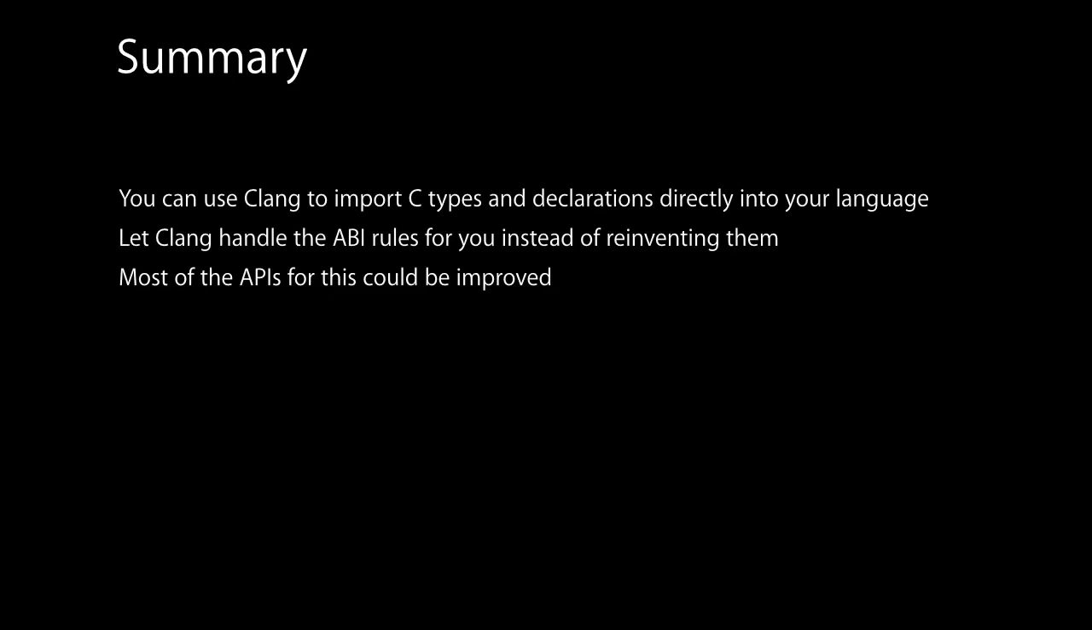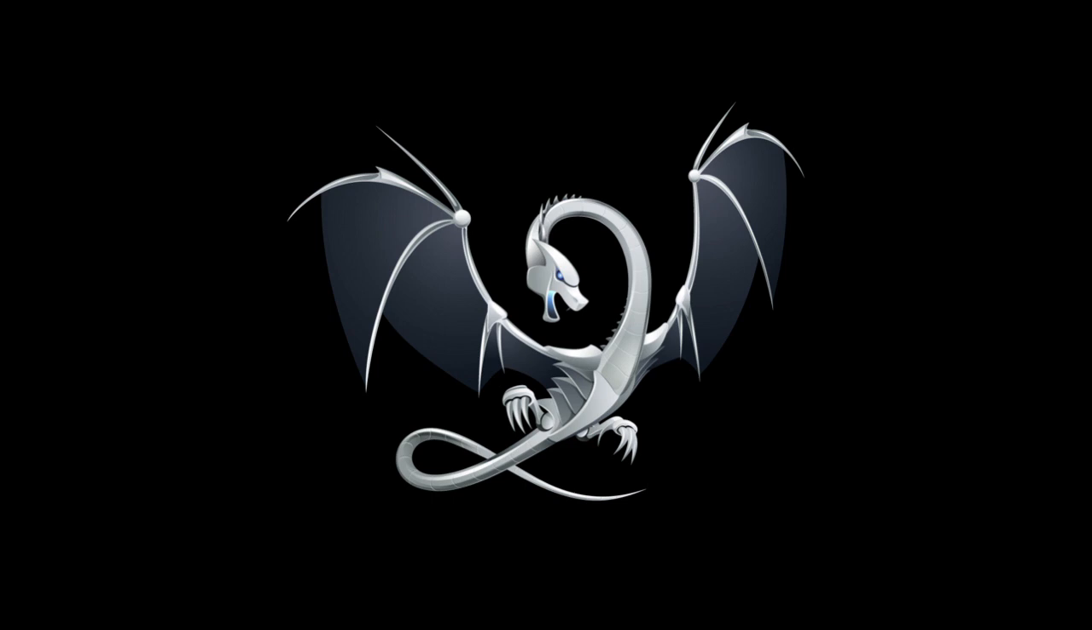So to summarize, you can use Clang to import types and declarations directly from C so that you can access them in an extremely natural way in your language. But you should really take advantage of the existence of Clang to do work for you, instead of just hacking more and more special cases into code that seems to work. Please just use the facilities that we already provide, and things will work out much better for you in the long run. Thanks.